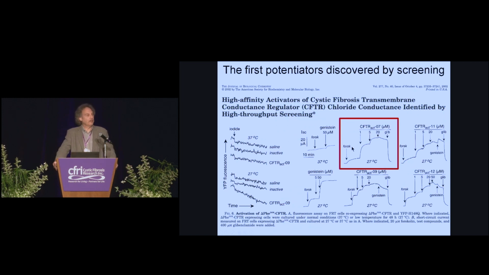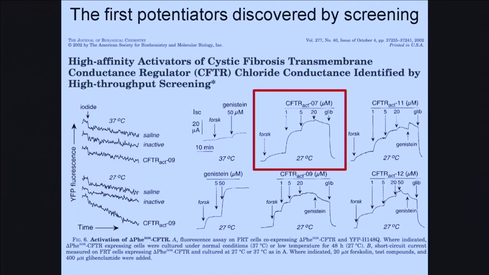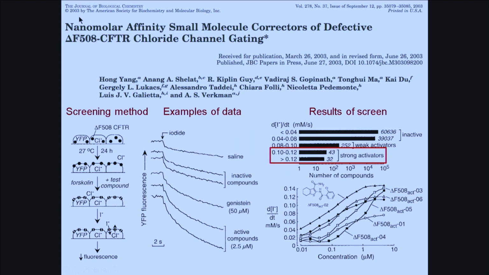Turns out the very first potentiators discovered by screening were reported in our paper on normal CFTR. This shows figure 6 of our paper. We happened to look at whether the molecules we identified would also serve as potentiators, that is, normalizers of the defective gating of the delta F508 CFTR. And the answer was yes. As shown here in the box, several of these compounds, this one being extremely potent, were able to open the cystic fibrosis causing mutant.